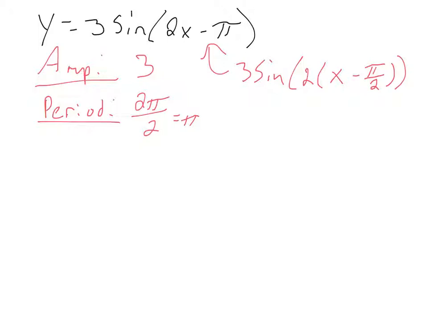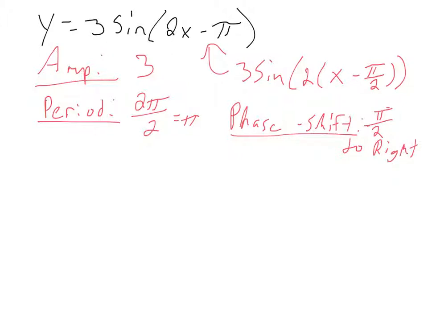So that means our phase shift, the amount that it's getting pushed left or right, is pi over 2. And what direction? Pi over 2 to the right, because it's always the opposite direction of what we think when it's on the inside of the function. Pi over 2 to the right, or a positive pi over 2 phase shift, whichever way you want to think of it. All right, so the next step is to go ahead and actually graph it.